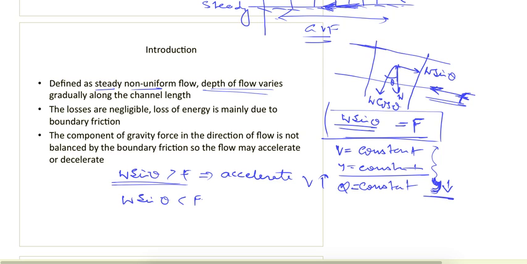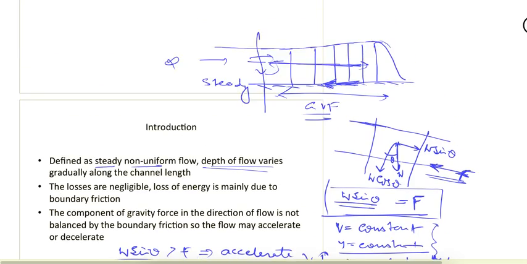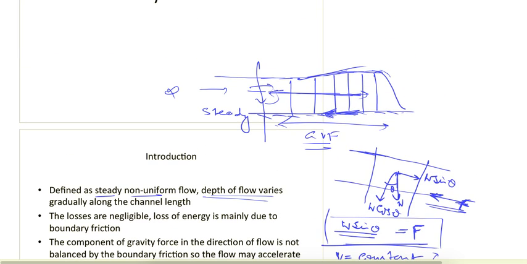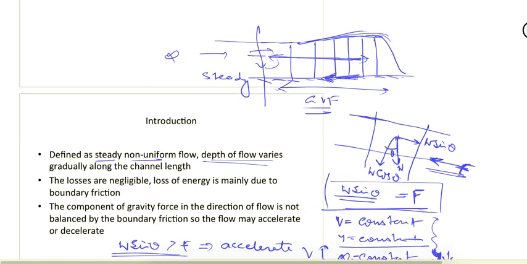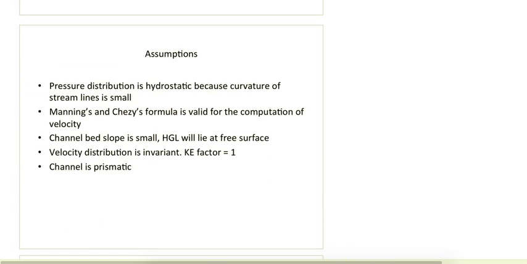In the opposite case, if the driving force is less than the resisting force, then the flow will decelerate, and hence the velocity will decrease. If the velocity is decreasing for the same discharge, the depth of flow will increase. So if the depth of flow is increasing, we'll get this kind of profile. We'll see the different profiles later.